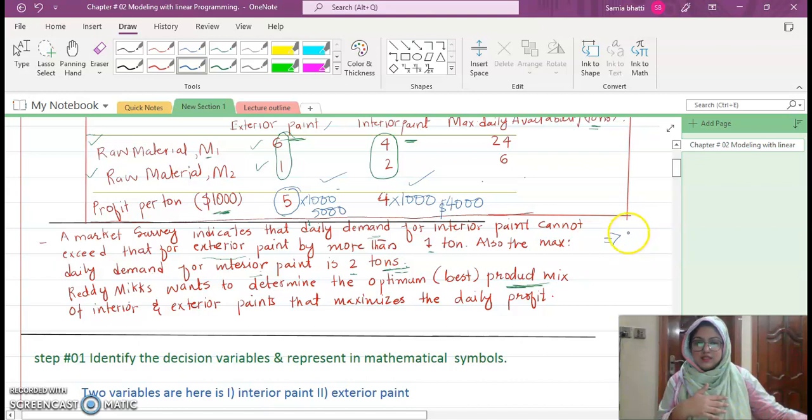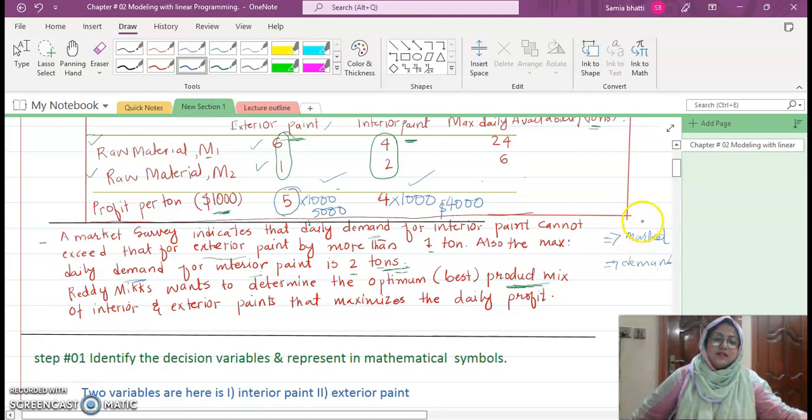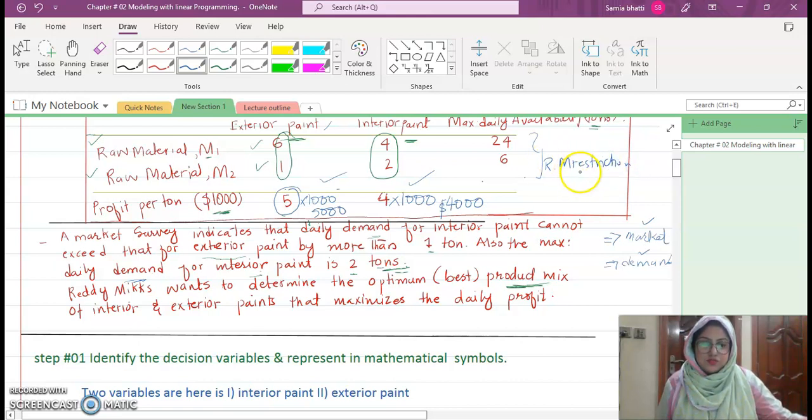Okay, so they have told us that this is market information, that in the market the production of the interior paint is always going to be limited relative to the exterior paint. Another restriction is told, which is regarding the demand of the interior paint, which is 2 tons. The daily maximum demand for the interior paint is only 2 tons. So this is the demand restriction, right? This is the market restriction, this is the demand restriction, and these both relate to the raw material restrictions. We call it a raw material restriction. So altogether we have got here 3 restrictions.